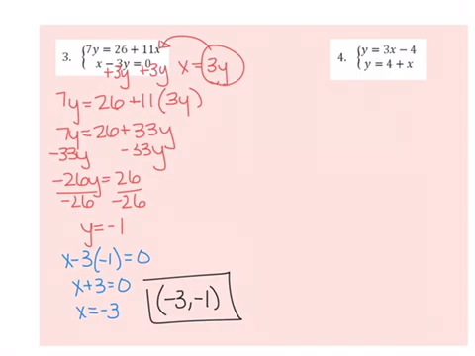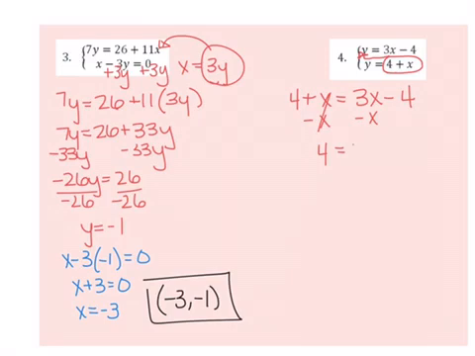So number 4 here, we have 2 equations that are in y equals, so we can jump right into substituting in. So I know that y equals this thing, so this is going to go in place for the y on the first equation. So I get y plus x is going to equal 3x minus 4. From here, we're just going to solve for x. So we need to get our x's on one side and our numbers on the other. I'm going to subtract x first. So I'm going to get 4 equals 2x minus 4.